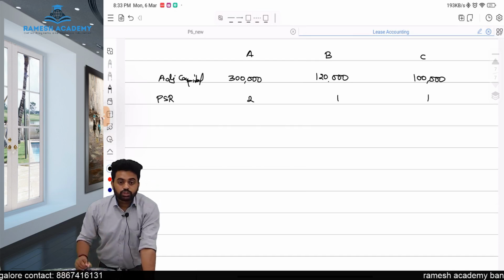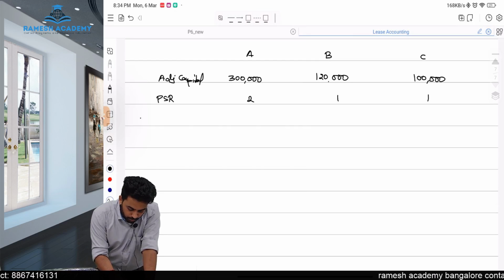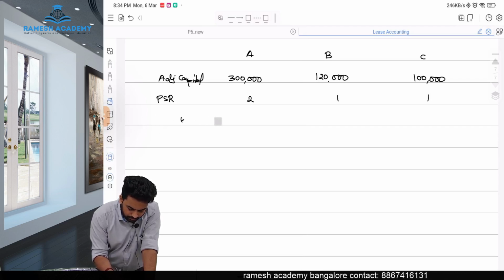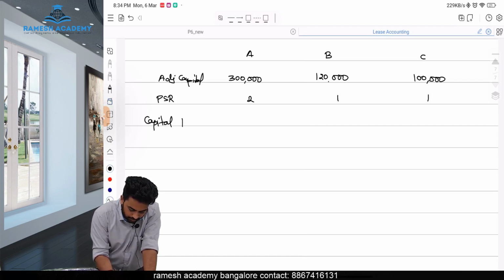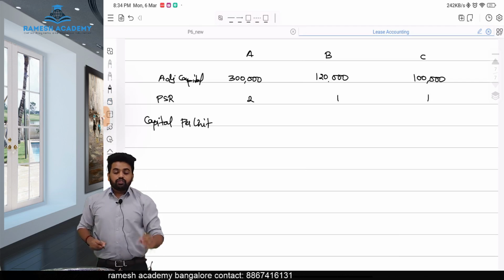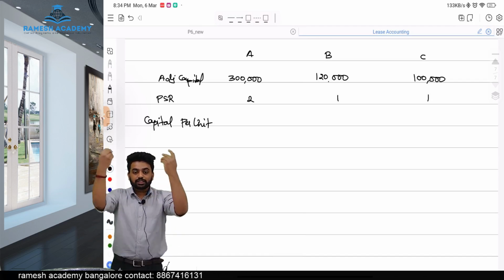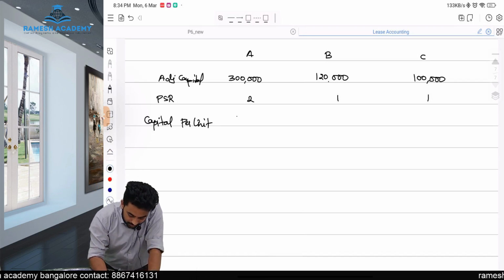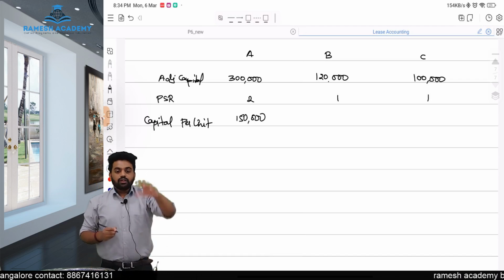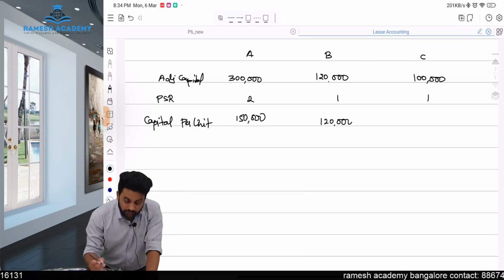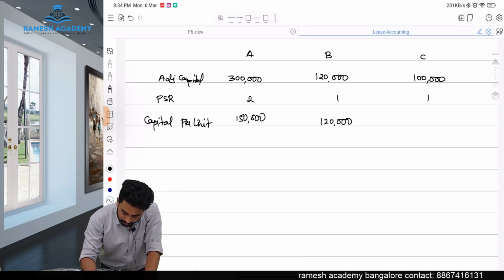The ratio is 2:1:1. We will now take proportionate capital, or you can just say capital per unit. For 2 units of profit, A invested 3 lakh rupees. So per unit he invested 1,50,000 rupees. For 1 unit, B invested 1,20,000 rupees. For C, for 1 unit, he invested 1 lakh rupees.